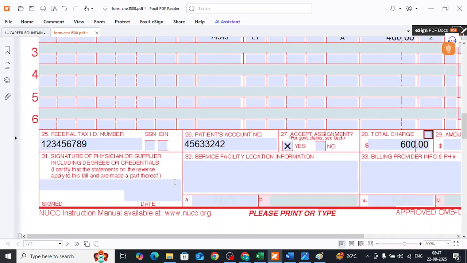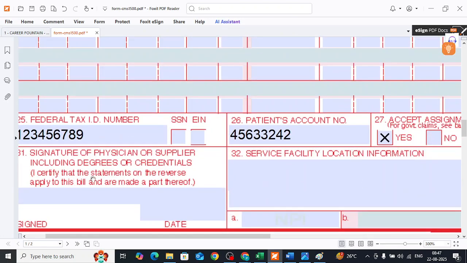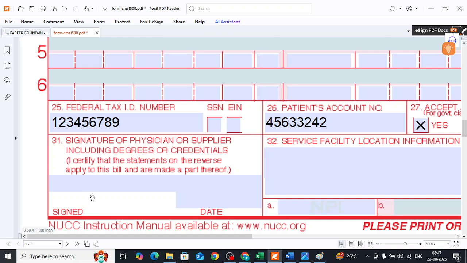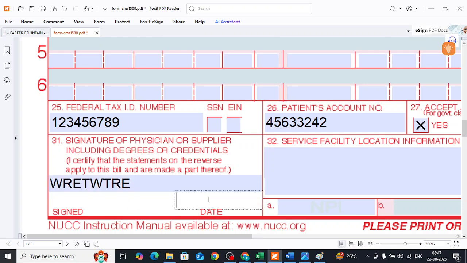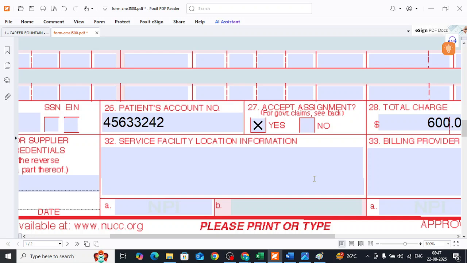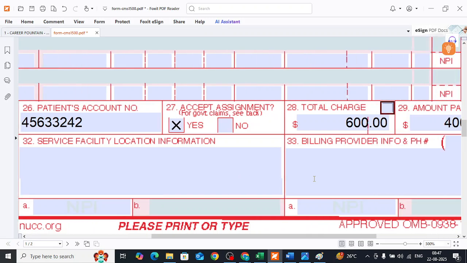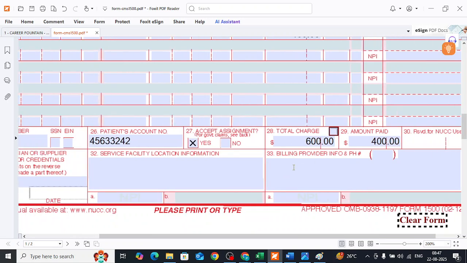So ignore that. Box number 31 is the signature of the physician or supplier. So here also the physician, that means the rendering provider, the digital signature will go here. Nothing is done manually. And on which date he signed, that date will go. Box number 32 and 33 are very important, and we should not get confused between these two boxes.